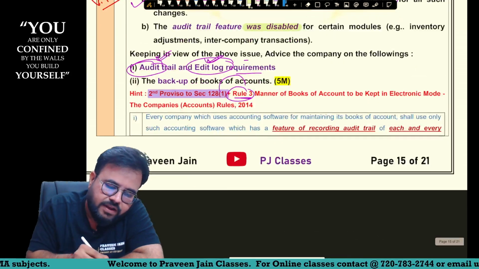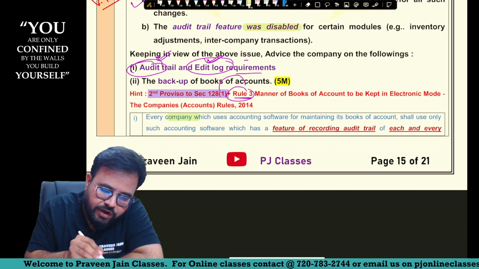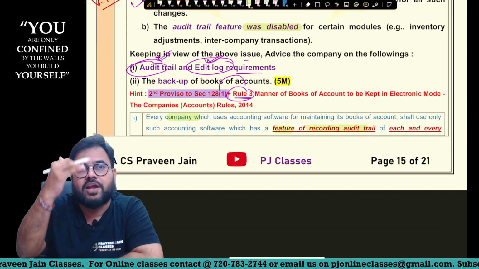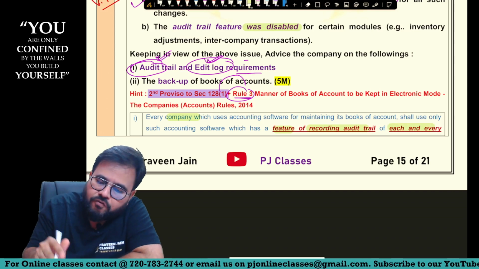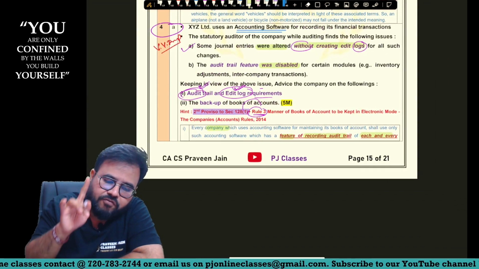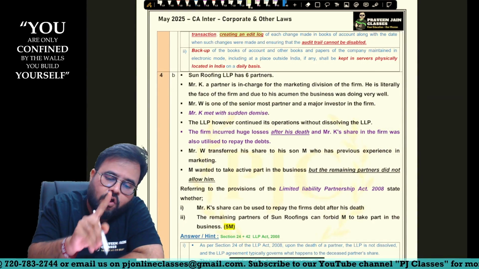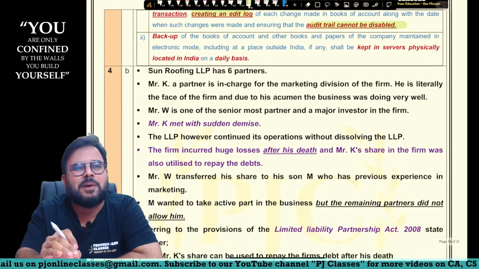So you can see here, every company which uses accounting software for maintaining the books of accounts shall use only accounting software which has a feature of recording the audit trail, sir. What do you mean by recording the audit trail? Step by step, what happened earlier, what happened later, sir. And for every transaction, audit trail has to be recorded. And edit log also has to be created. And audit trail should not be disabled. It's simple language, Raja.